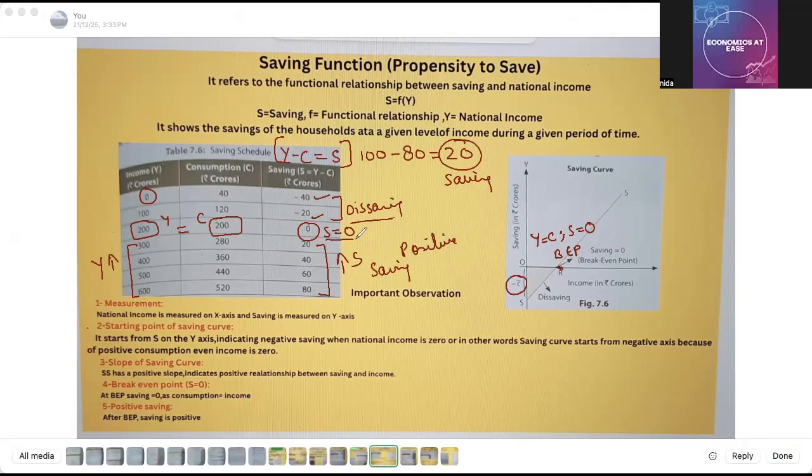ये ब्रेक इवन पॉइंट, आपका ये पोर्शन को हम कहते हैं ब्रेक इवन पॉइंट where savings equals to 0, that is the break even point here. So after break even point you can say the saving starts increasing 20, 40, 60 and so on with the increase in income. So this part is known as the positive saving and this is the negative saving.